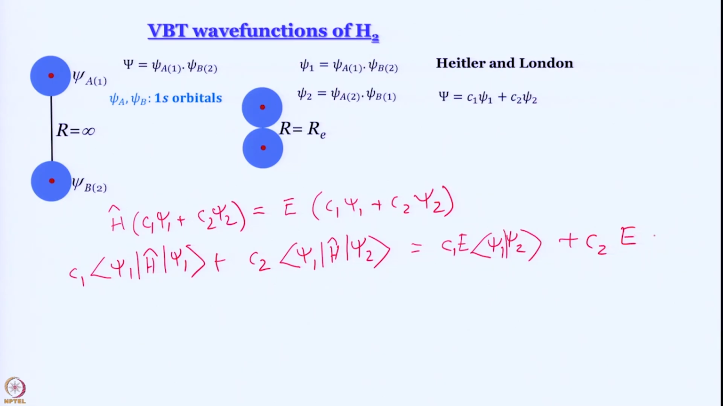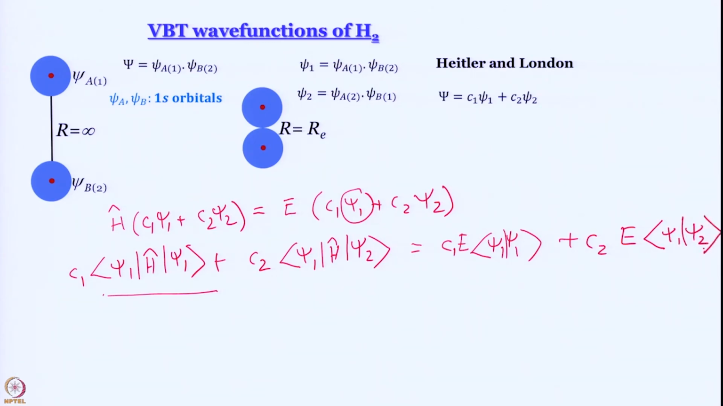So, we just take it out. Sorry, first one is wrong, I got distracted a little bit. So, C1 E psi 1 integral psi 1 over all space. Remember, I am left multiplying by psi 1 and integrating over all space. All are in this case because we are talking about 1s orbitals, C2 E psi 1 psi 2.